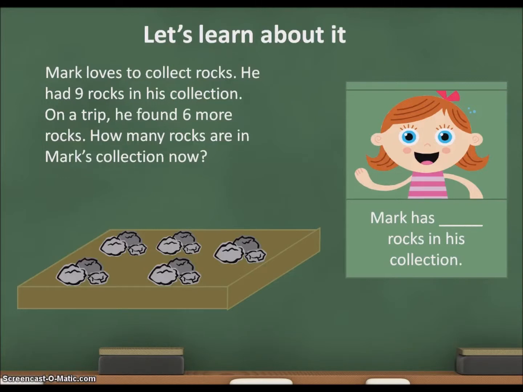What is the important information in this problem that we need to solve it? We are looking for all the rocks in Mark's collection, as stated in the sentence. So we need to know that he already has 9 rocks in his collection, as explained here. Then we need to know that he found 6 more. Check over the problem and be sure you have found all the important information. Once you are sure, you can begin to create your model.